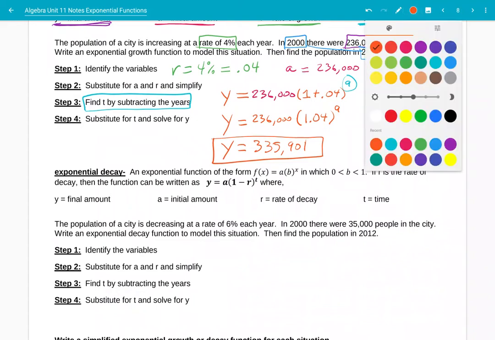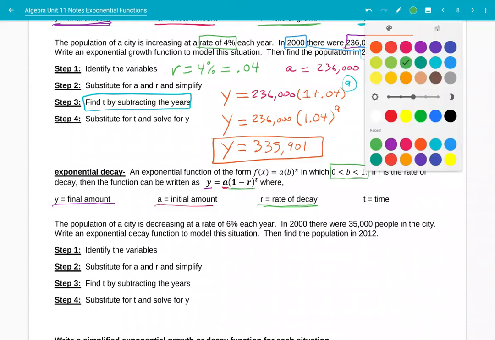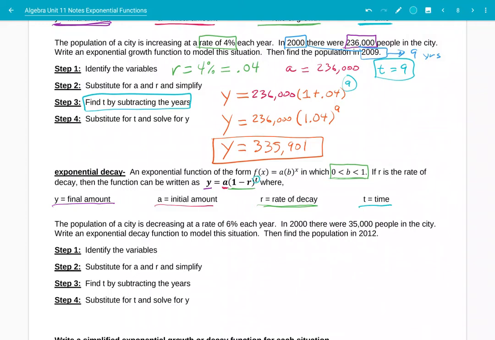Now this is pretty much the same thing, except now b is less than 1, but greater than 0. So it's a fraction. And r is the rate of decay, again. So here, y is the final amount. A is still your initial amount, right here. The rate of decay now is 1 minus r. That's what makes it a fraction. And then t is your time right there.